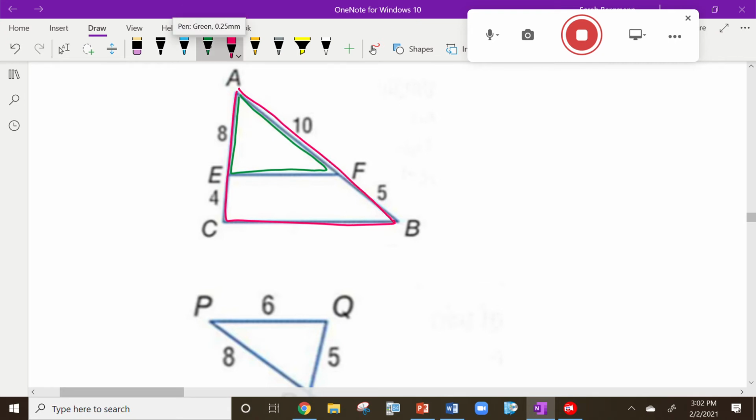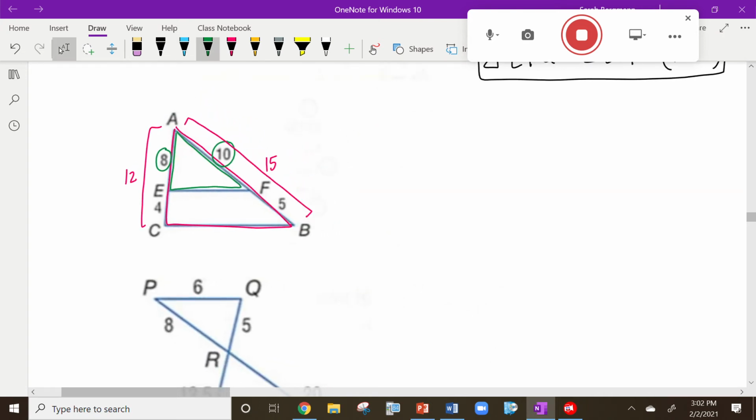Now, I know that AE is 8 and AF is 10. I need to find the length of AC and AB. This is pretty simple from chapter 1. 8 plus 4 gives me 12 for the length of AC, and 10 plus 5 gives me 15 for the length of AB. Now what I need to do is see if these triangles have the same proportion.